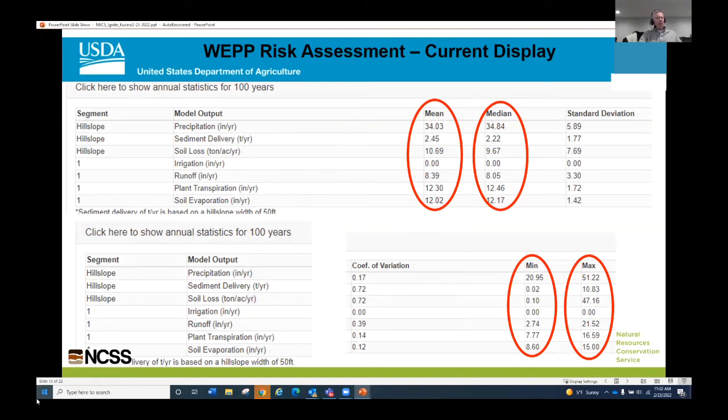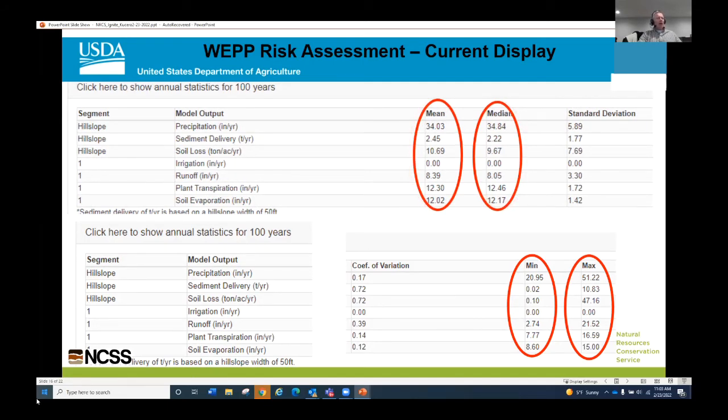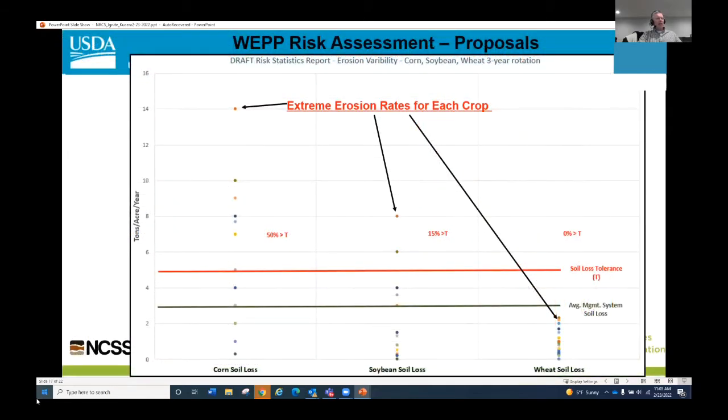We're currently working with ARS on WEPP, the water erosion prediction system. And currently we can get mean, median, standard deviation, coefficient of variation for our erosion, our sediment delivery, for what's happening to our water. So you can see here also over a 100-year simulation period from a very droughty year to a maximum year, what you can get. For example, evaporation can be as high as 15 inches in that extreme drought year. So this again gives you that type of information.